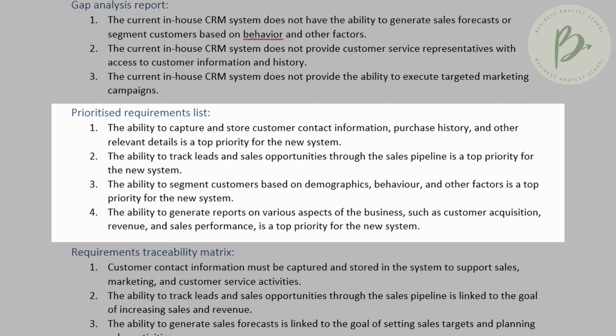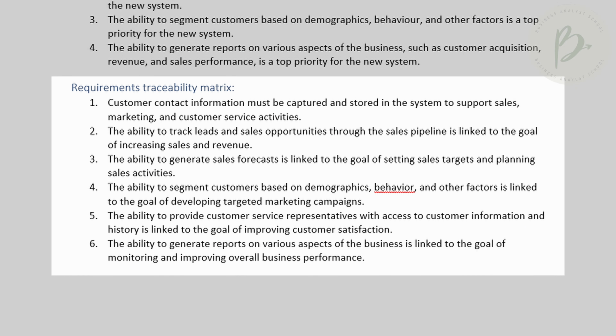Another one is the ability to track leads and sales opportunities through the sales pipeline, which is another top priority for the sales team. In fact, most of them will be top priority because, again, the stakeholder perspective for each of their areas is priority for them, but you would have some that are not necessarily the highest priority. Now, your requirements traceability matrix as well, like I mentioned, you want to make sure that you're documenting who is asking for what, why they're asking for it, and what problem it is solving.